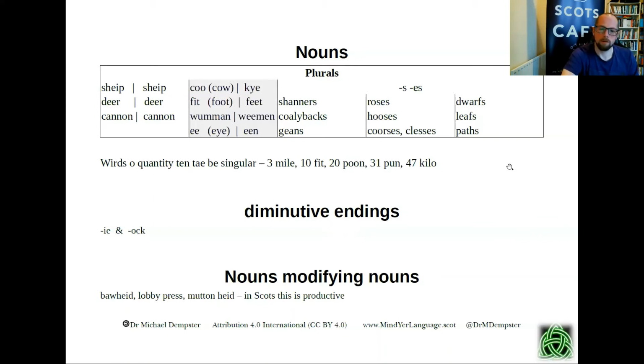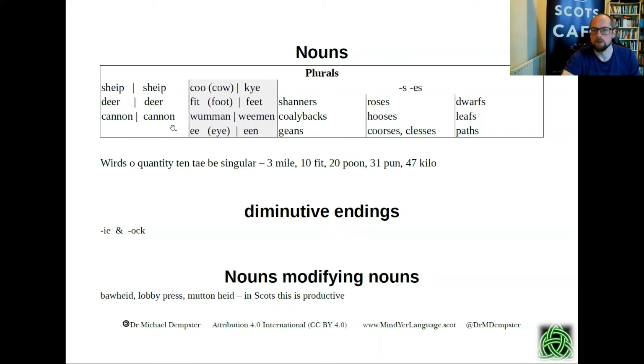Behaves a wee bit different from standard English, but like standard English, you get plurals that don't change, where the noun doesn't change. If you're talking about 1 sheep or 3 sheep, it's just sheep. Now in Scots, that can apply to a lot of animals. So 1 deer, 3 deer, whereas in English it'd be 1 deer and 3 deers, right? Cannon is the same. One cannon, 40 cannon, whereas it's 40 cannons in standard English.